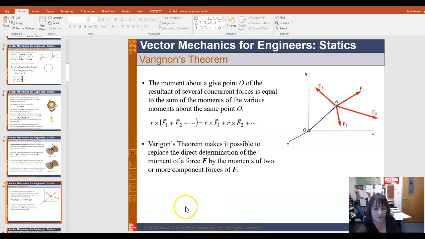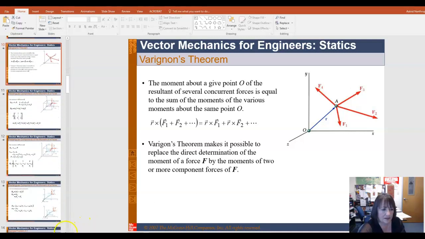All right, Varignon's theorem talks about what if you have one moment and several forces? Well, you can add the forces together vectorially, and then you can cross R with that vector sum, or you can individually break out each of those forces and cross them with R. So, in other words, this almost looks like the distributive property, doesn't it? Varignon's theorem makes it possible to replace the direct determination of a moment by the moment of two or more components. And sometimes that is very handy as a solution technique.